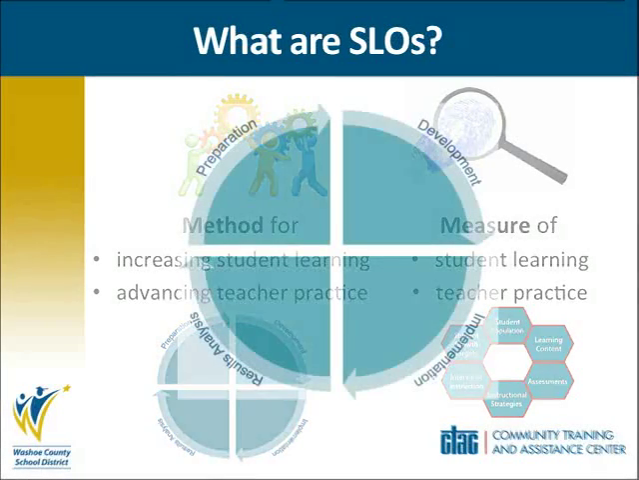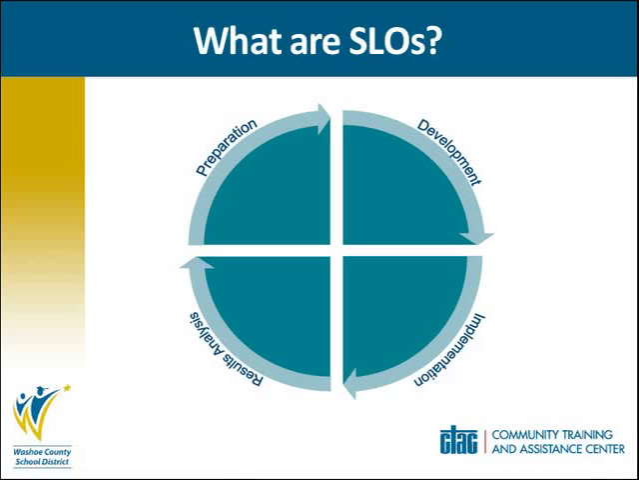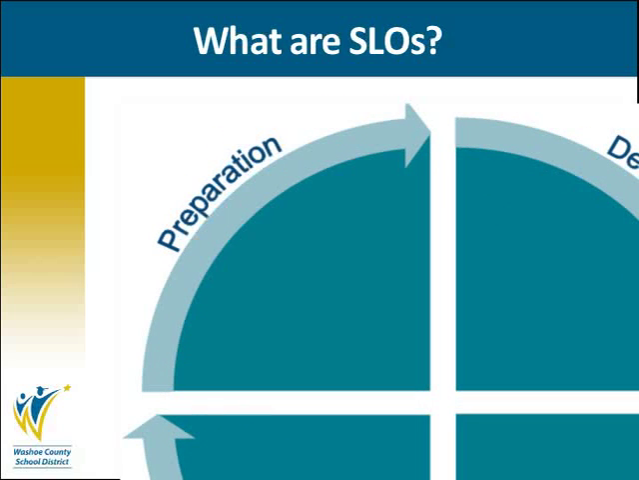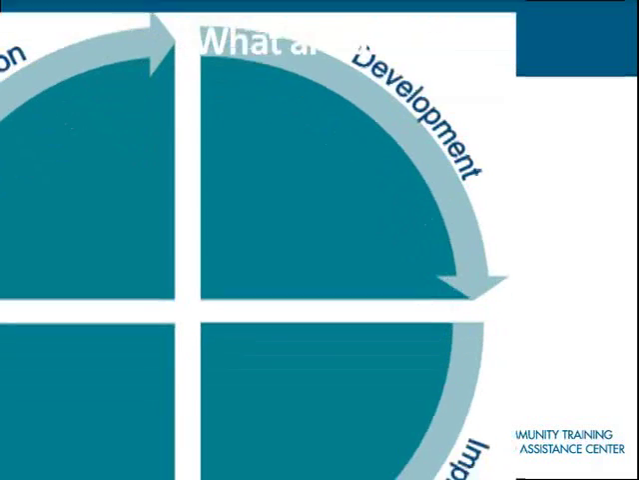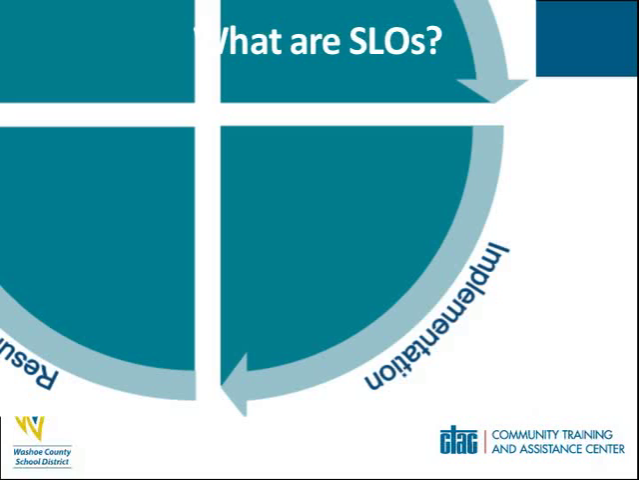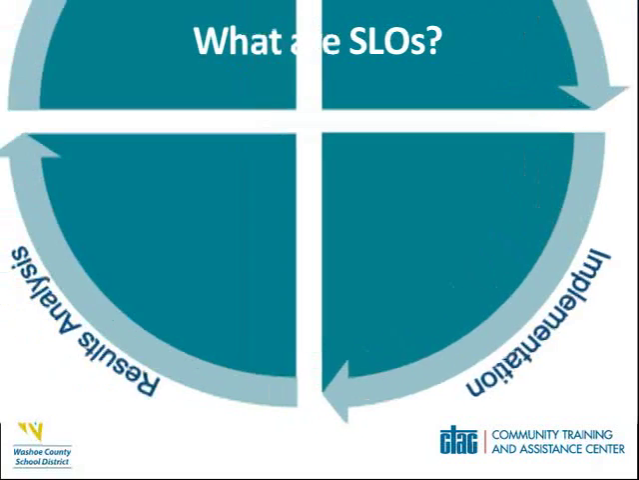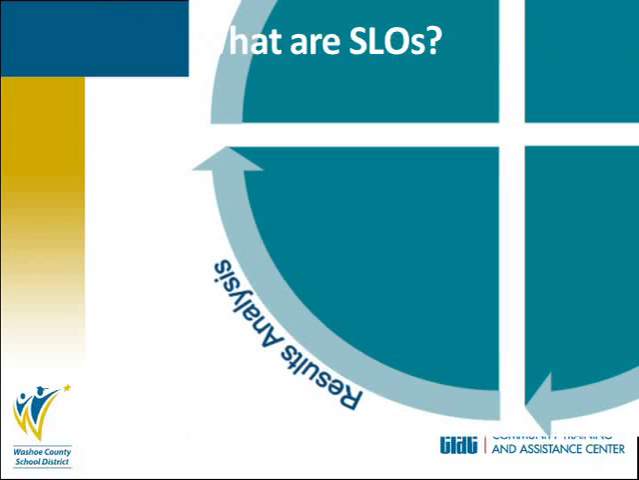The SLO process occurs during 4 phases, which include preparation, when decisions are made and training occurs; development, when the SLO is developed; implementation, when the SLO content is taught to students; and results analysis, when outcomes are reflected upon to inform practice.